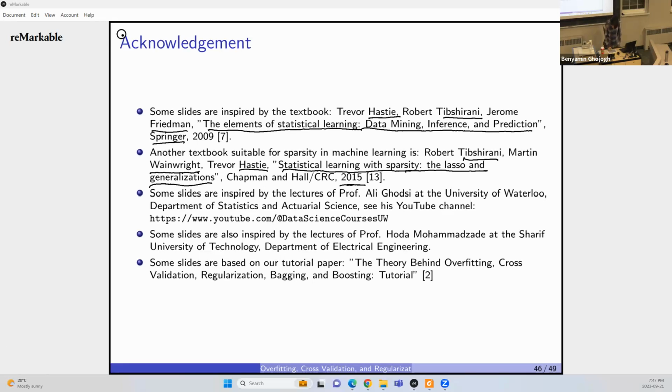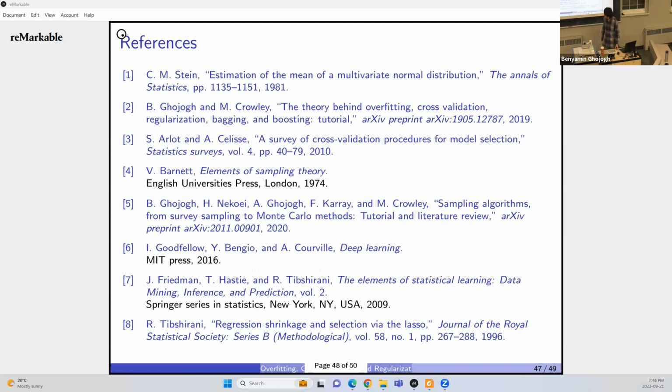Some slides are inspired by some of the teachings of Professor Ali Ghodsi at the University of Waterloo. He has explained this part very well. Also, some slides are inspired by lectures of Professor Hoda Mohammadzadeh at Sharif University of Technology. She was my supervisor in master's. Some slides are based on our tutorial paper. Also, I believe this is a good tutorial paper. Feel free to read that. The theory behind overfitting, cross-validation, regularization, bagging, and boosting tutorial. Okay, so these are the references.